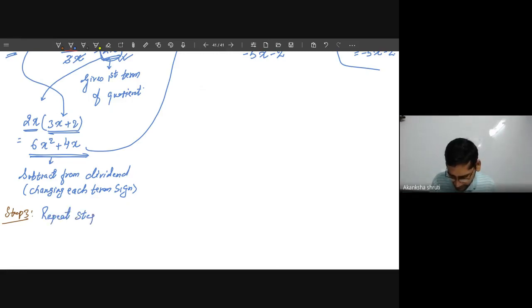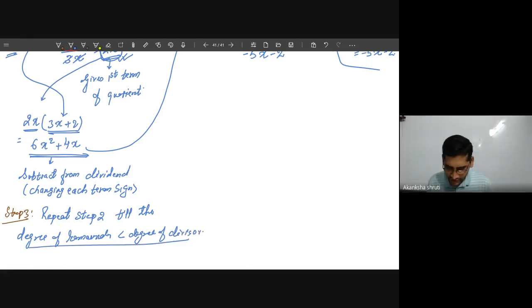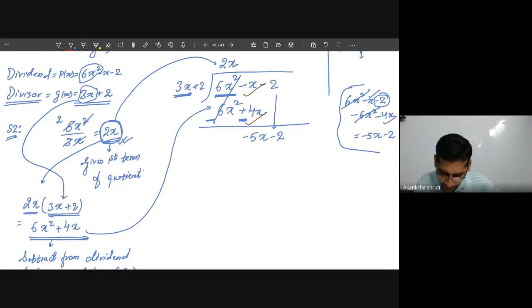Step 2, how long? Till the degree of remainder is less than degree of divisor. Students, how long do you have to do it? Observe now. Now observe carefully.